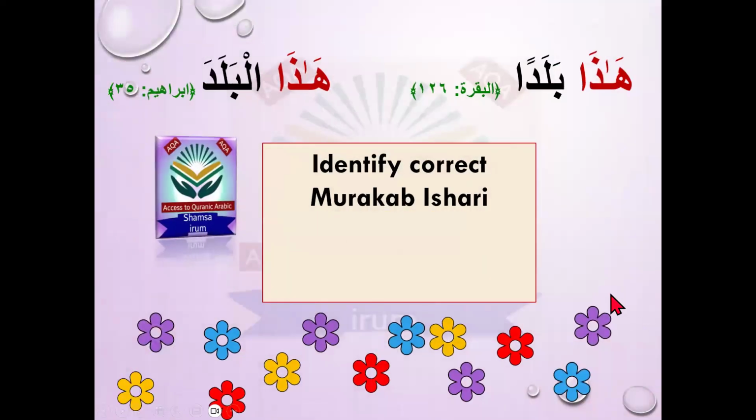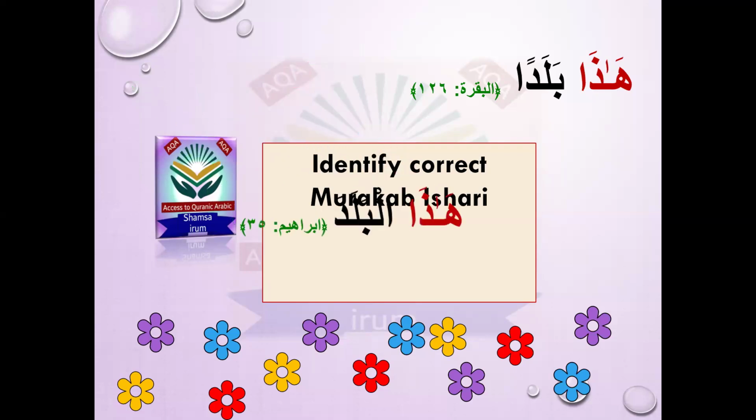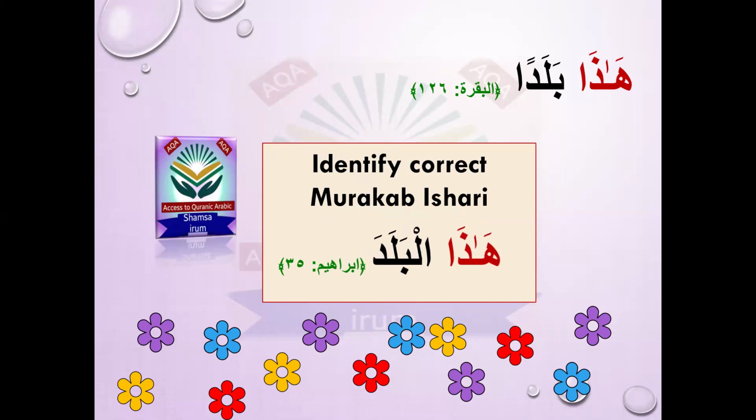Okay. Let's do a little game. On the top of it, I wrote two small ayah from different surah: "hadha baladan" and "hadhal balada". Now you tell me, identify the correct murakkab ishari. You can pause the video and check which one is the murakkab ishari. Okay, "hadhal balada" is a murakkab ishari.